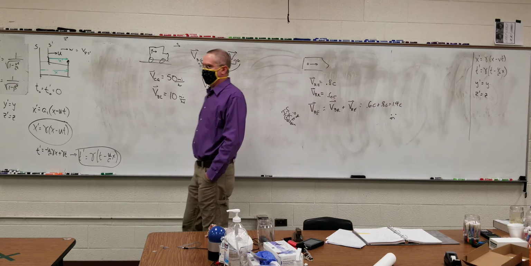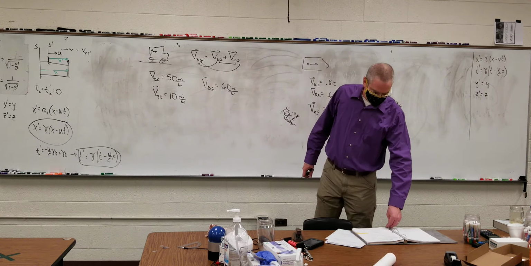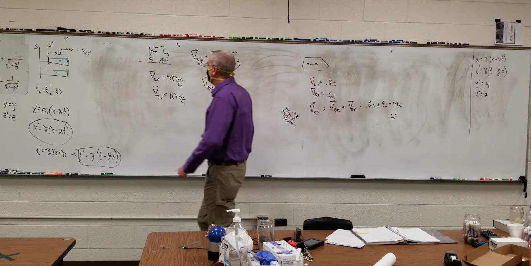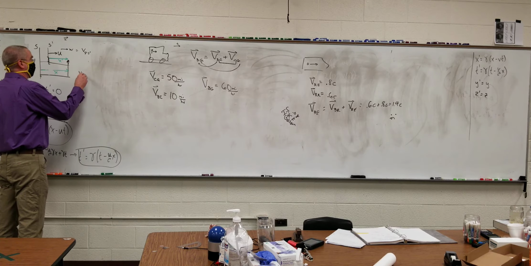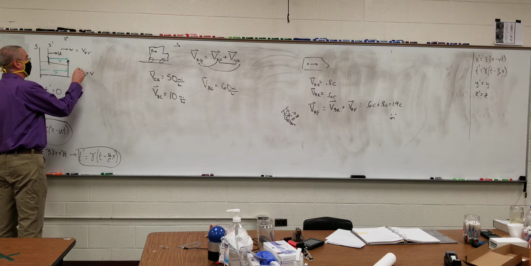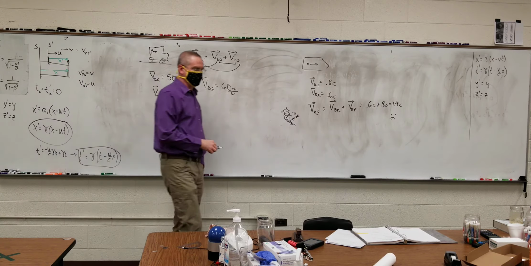So we need to somehow reconcile that. And the velocity of the particle with respect to S is v, and the velocity of S prime with respect to S is u. Just finish those definitions out.